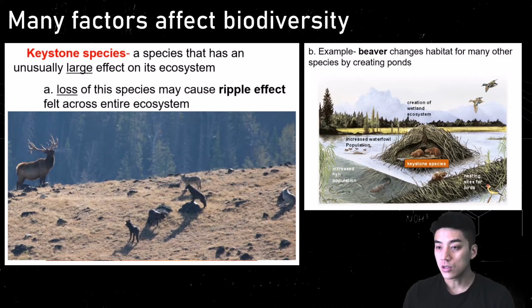An example of a keystone species and this ripple effect can be illustrated with beavers. So beavers are known for building dams, and when they make their dams, they create ponds, or a wetland ecosystem. So when you have ponds, you allow birds and ducks to come in because you're creating nesting sites for them, as well as an increased fish population. You have more fish, then you have a bigger food web. So some of these birds, like larger birds, might feed on fish, beavers might eat fish, fish eat insects, and so on and so forth. So you create this big food web and this big ecosystem. But if you take away beavers, then the whole entire ecosystem collapses.